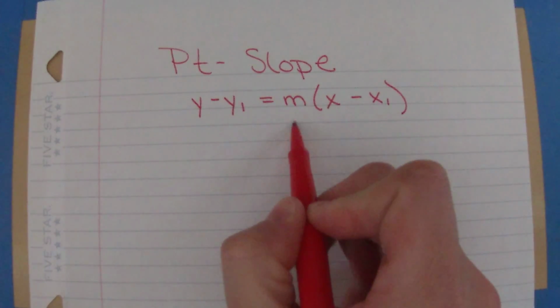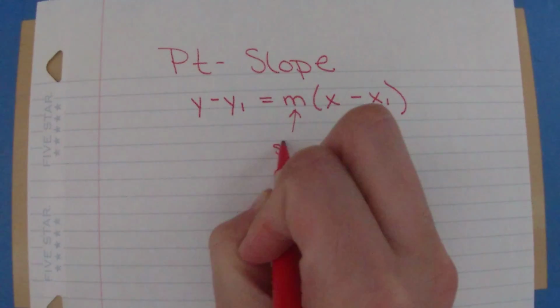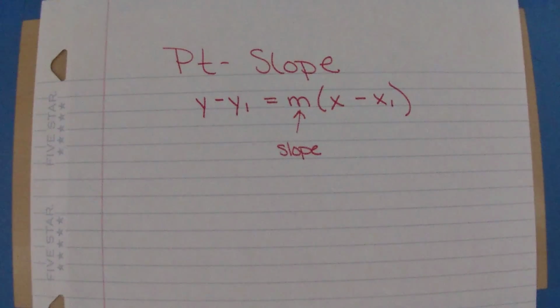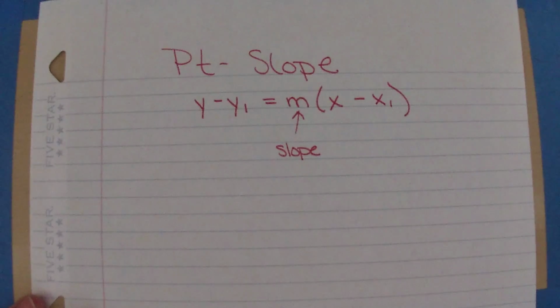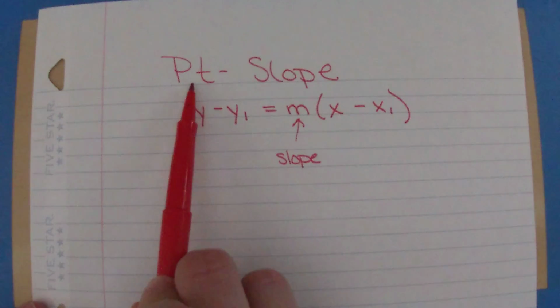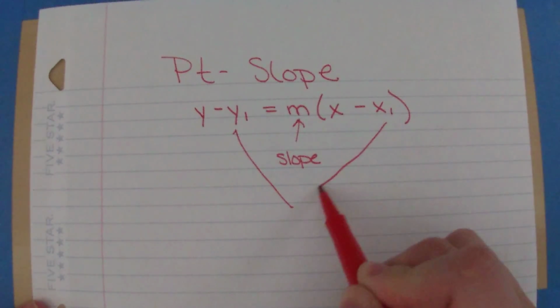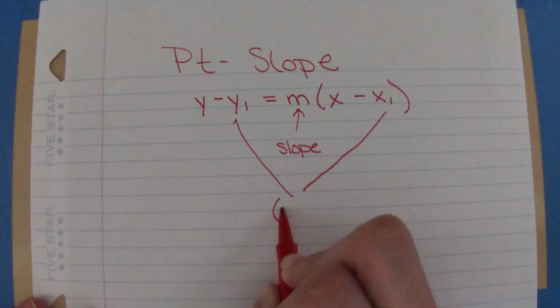The m value right here is still going to be the slope of our line. So it's still going to tell us how steep a line is, how much it goes up, how much it goes down. The other thing that we can get, this is called point-slope form, so we have a slope. The other thing that we can get is a point.